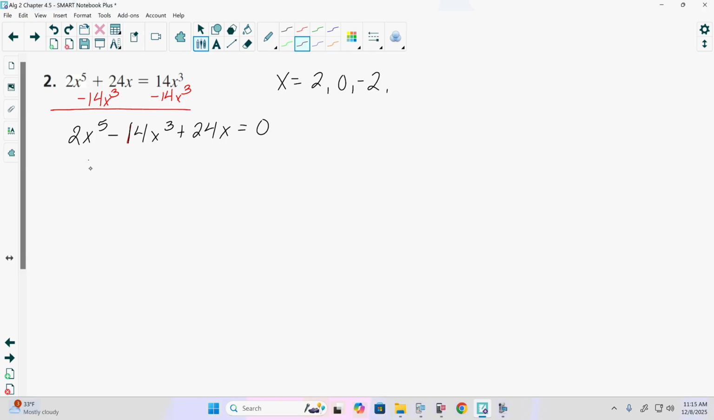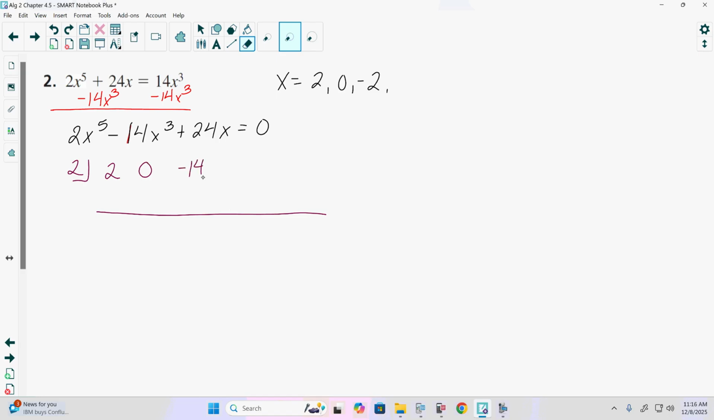And now that we have these, we can use synthetic division to reduce the degree of this polynomial from 5 to 4, 4 to 3, and then 3 to 2, and solve what is left over. We put one of the solutions into the cubby, so we can put 2. And we put the coefficients of the equation across the top. So 2 for x to the 5th, 0 for x to the 4th, -14 for x cubed, 0 for x squared, 24 for x, and then 0 for our constant term.